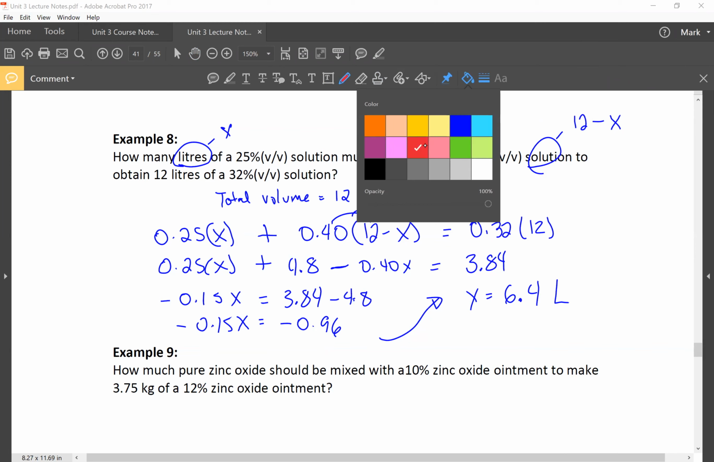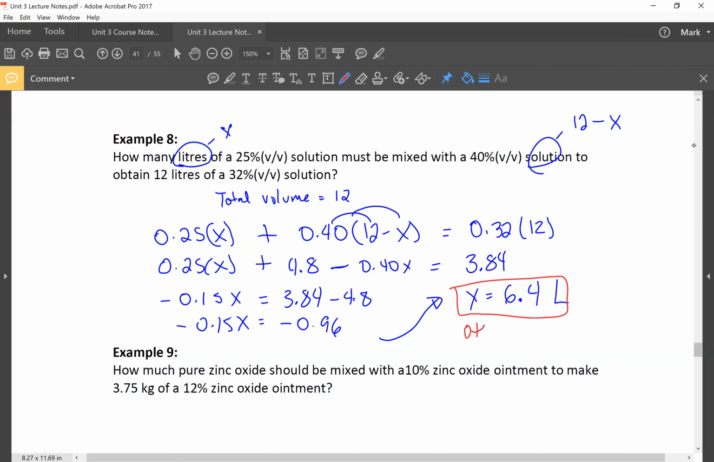So this is the answer. The other solution would be 12 minus 6.4, which would be 5.6 liters. But this is the answer because the question only says, how many liters of the first solution do I need? So 6.4. Not too bad.